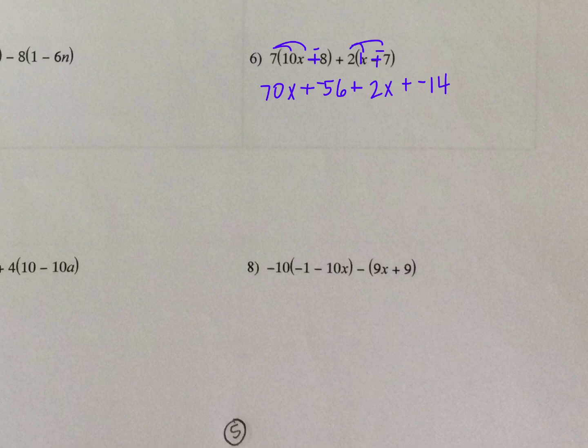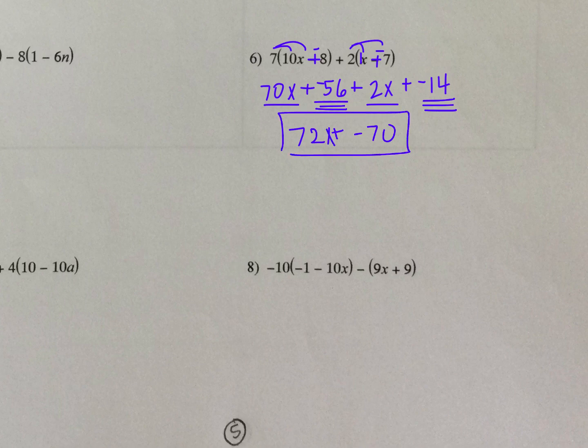Now I'm just going to add my like terms. 70 and 2 are like. 72 plus negative 56 plus negative 14 is a negative 70. I need to put an X on that 72. I'm sorry. So your final answer is 72x plus negative 70.